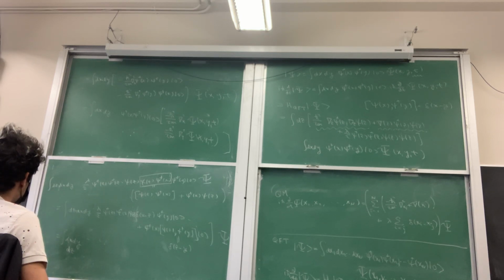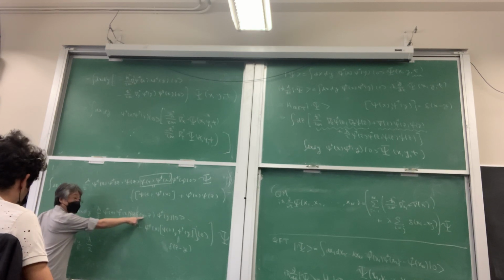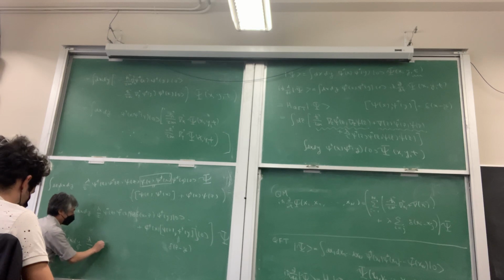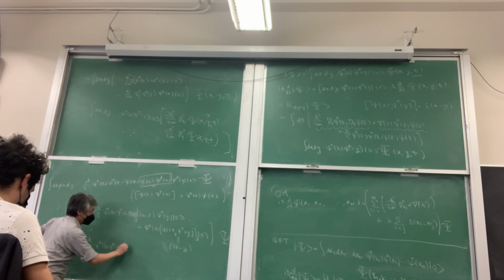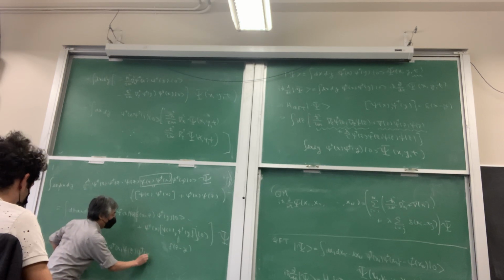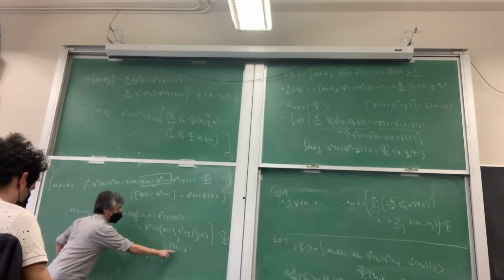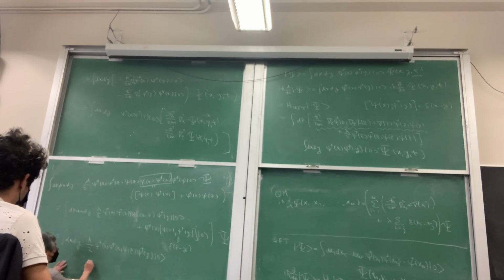Okay, and at this point, we can really do the z integral. The first piece has z replaced by x, so this is psi dagger of x, psi dagger of x, psi of x, psi dagger of y. And the second piece has z replaced by y.